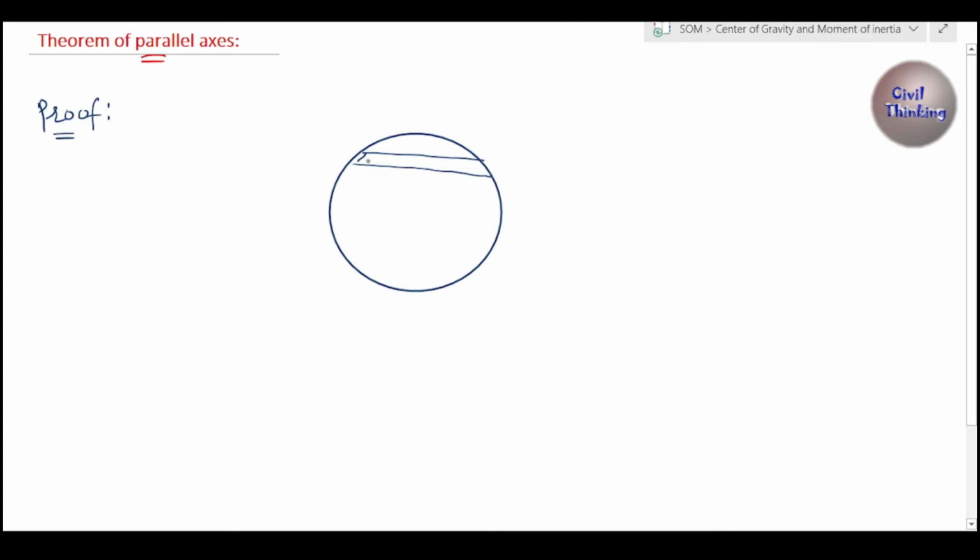Now I consider a strip in this area. Let its area be dA, because this is a small strip and the total area is A. The total area is A. Let us draw an axis passing through the center of gravity. This is the center of gravity.